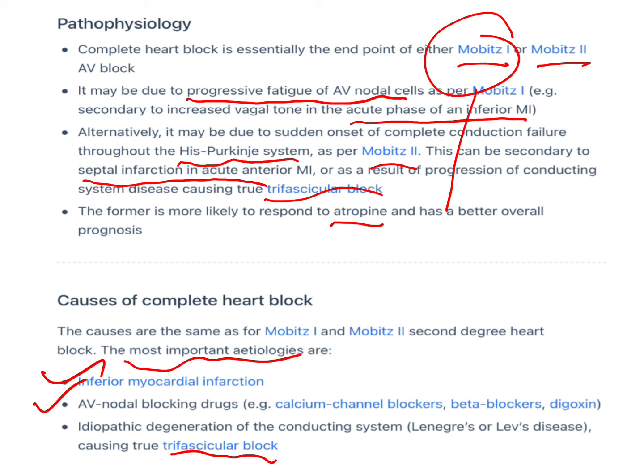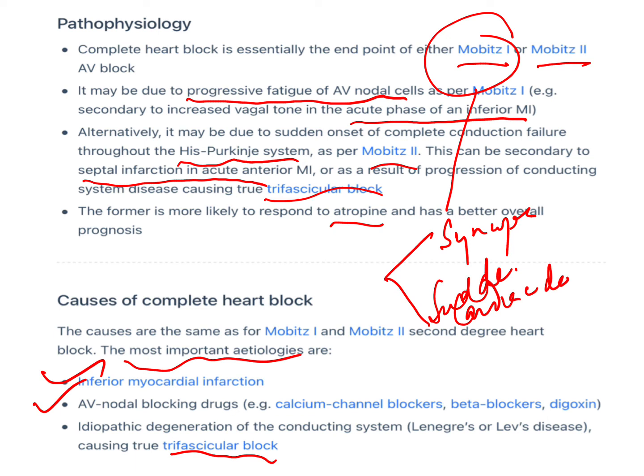The patient with third degree heart block or complete heart block has a very high risk of developing syncope or sudden cardiac death. So such patients are an ideal candidate for permanent pacemaker implantation.